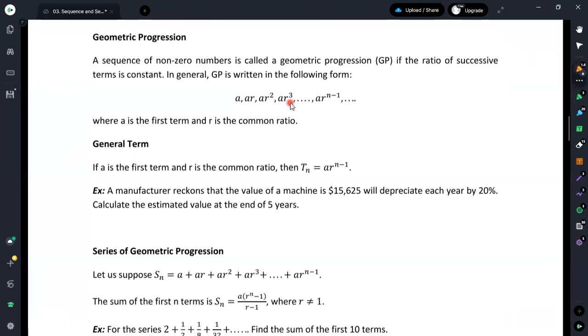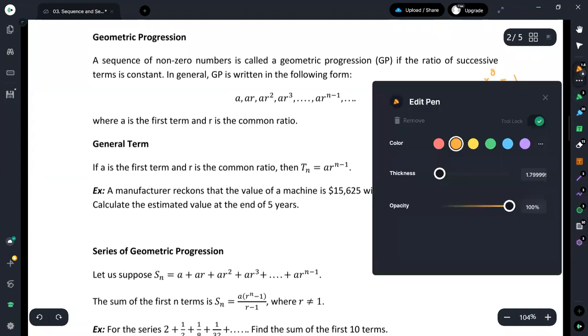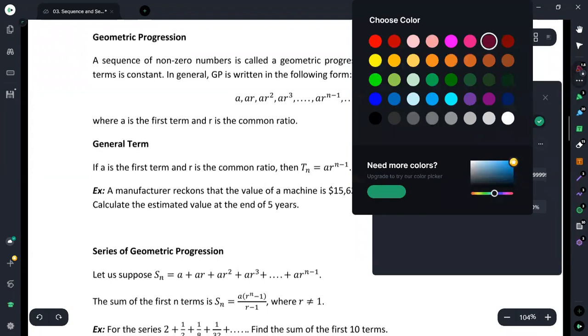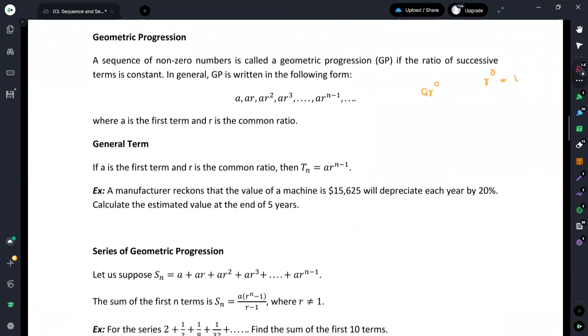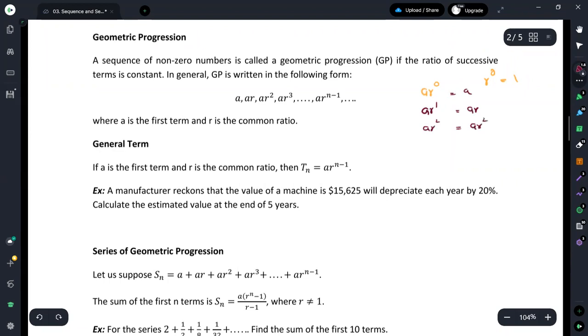And here we are defining the nth term of the geometric progression. Here we can see the first term is written as A times R to the power 0. We know that any number to the power 0 is equal to 1. Therefore, using that concept, instead of having it as 1, we'll write it as R to the power 0. Then we will have AR to the power 1, A times R, then AR squared, and it is written in that way.